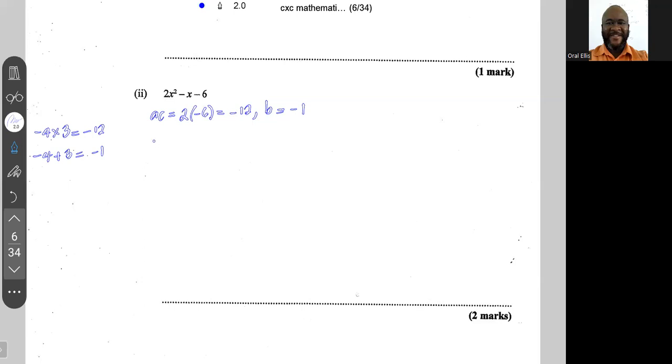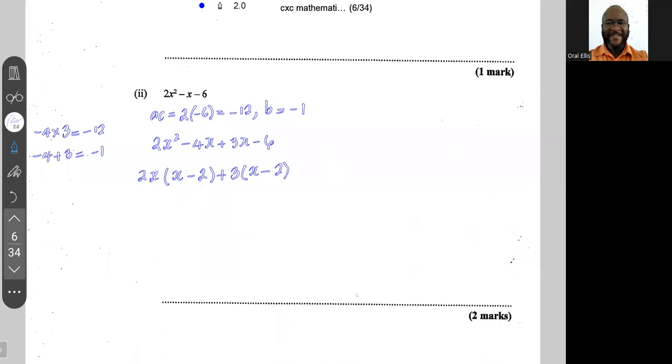So now I have 2x squared minus 4x plus 3x minus 6. In the first two terms, 2x is common. 2x into 2x squared is x. 2x into 4x is 2. Plus, over to the right, 3 is common. 3 into 3x is x. 3 into 6 is 2.